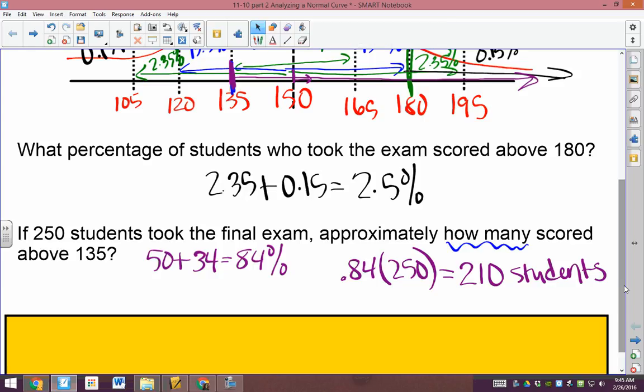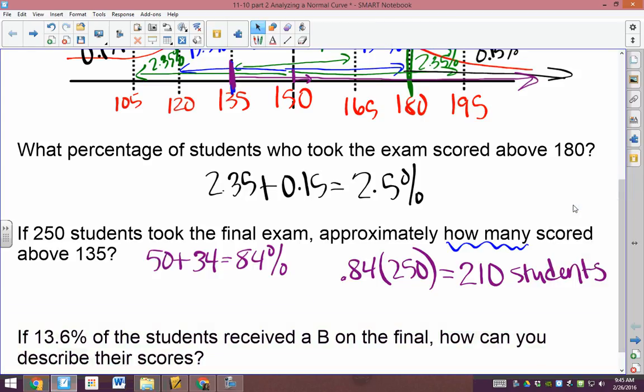Good thing you labeled it. Nice job. Trying to get a good score on the SAT.